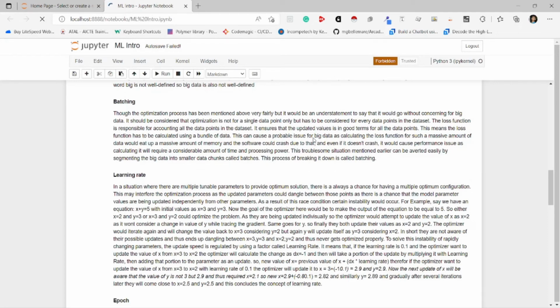certain instability would occur. For example, say we have the equation x plus y equals 5 with initial values x equals 3 and y equals 3. Now the goal of the optimizer here would be to make the output of the equation equal to 5. So either x equals 2 and y equals 3, or x equals 3 and y equals 2 could optimize the problem, as they are being updated individually. So the optimizer would attempt to update the value of x as x equals 2, as it won't consider a change in the value of y while tracking the gradient. Same goes for y.